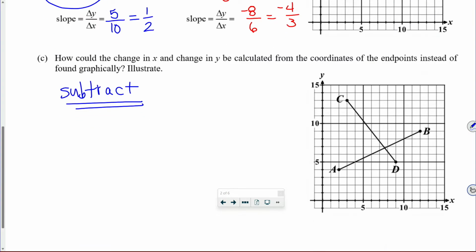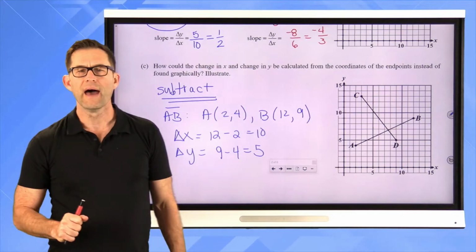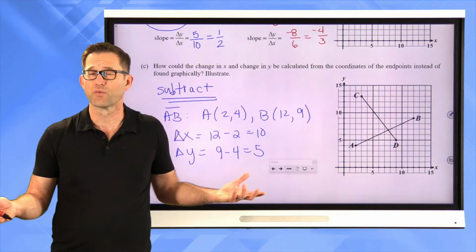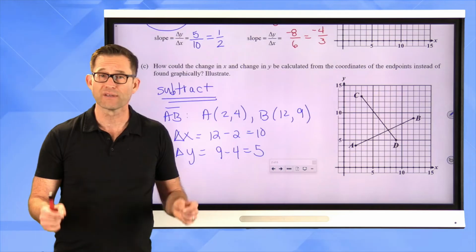And for instance, if I look at AB, where I have A at (2, 4) and B at (12, 9), the change in x can be calculated as 12 minus 2, which is 10. And the change in y can just be calculated as 9 minus 4, which is 5. Now, the real key when you have the change in x and the change in y, because subtraction is relatively easy, is you can subtract in either direction, you just have to be consistent.